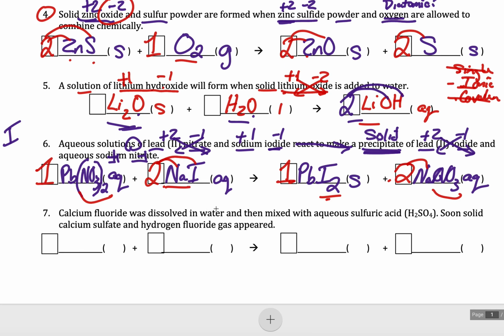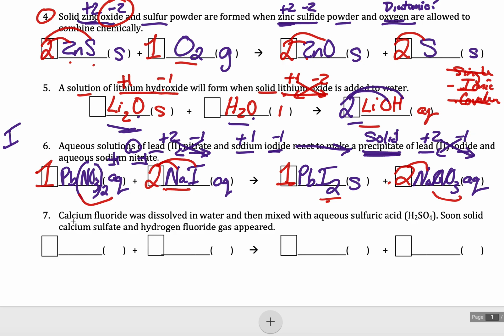Last one. Calcium fluoride was dissolved in water and then mixed with aqueous sulfuric acid. Soon, solid calcium sulfate and hydrogen fluoride gas appeared. So, your reactants are calcium fluoride that was dissolved in water. This is a big way of saying it's aqueous. Dissolved in water just means it's a solution, aqueous. So, I'm going to worry about calcium fluoride.